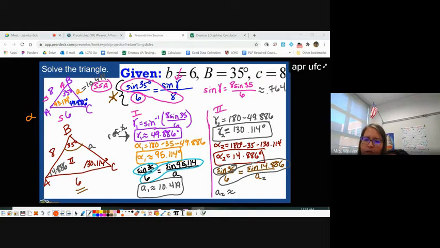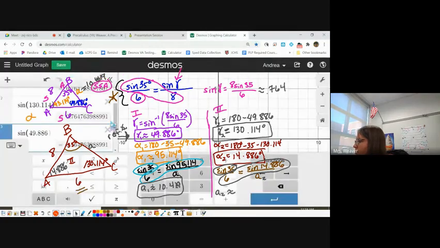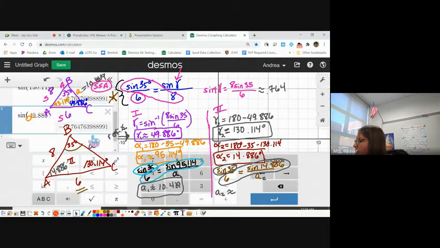I'll give you a second to try it. Try it in your calculator. I want to make sure that you have the calculator skills to do these complicated things on your calculators, that you're getting the same answers that I'm getting. Okay, so let's go do that together on the calculator.